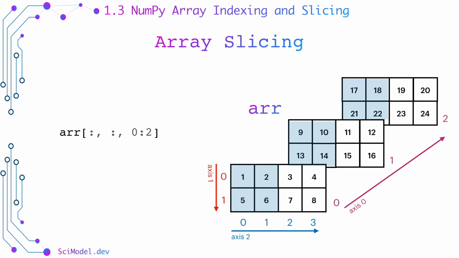In this example, notice that the selected values span all over axis 0 and axis 1, so a colon must be used as indices for those axes. However, the selected values only span over indices 0 and 1 in axis 2. Therefore, the indices will be from 0 up to 2, which is exclusive.